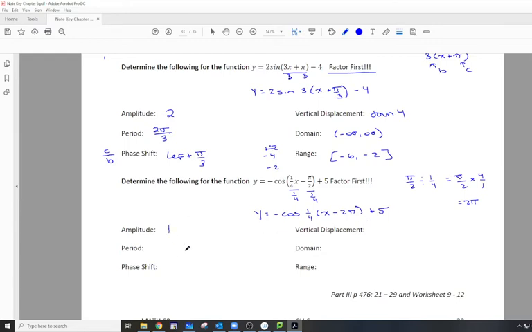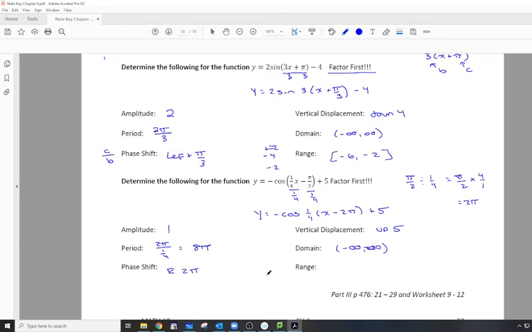Amplitude is the absolute value of A, so it's 1. Period is 2 pi by B, so 2 pi by a quarter. Or I can see that it's a horizontal stretch by 4, so that my period is 8 pi. My phase shift is right 2 pi. My vertical displacement is up 5. And my domain is negative infinity to infinity.